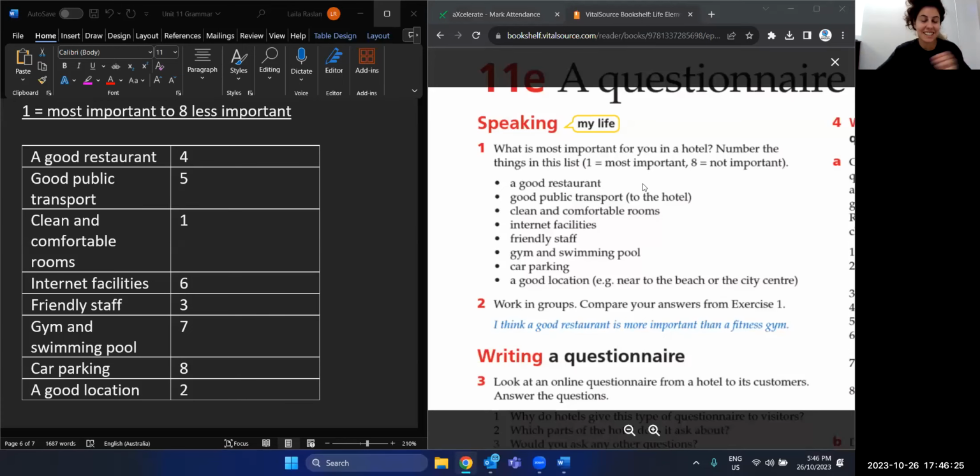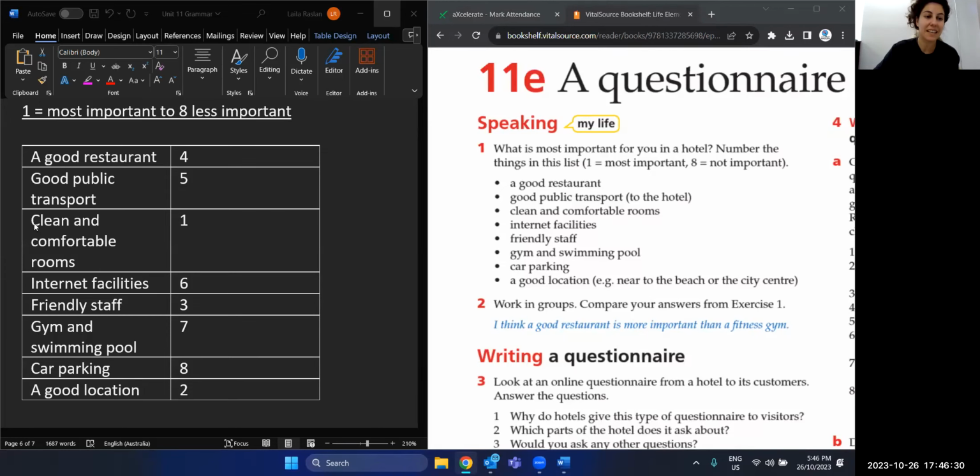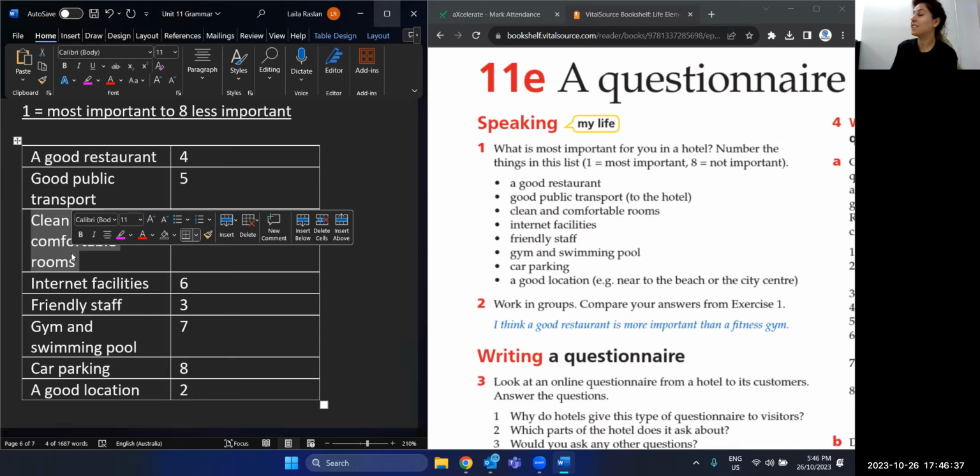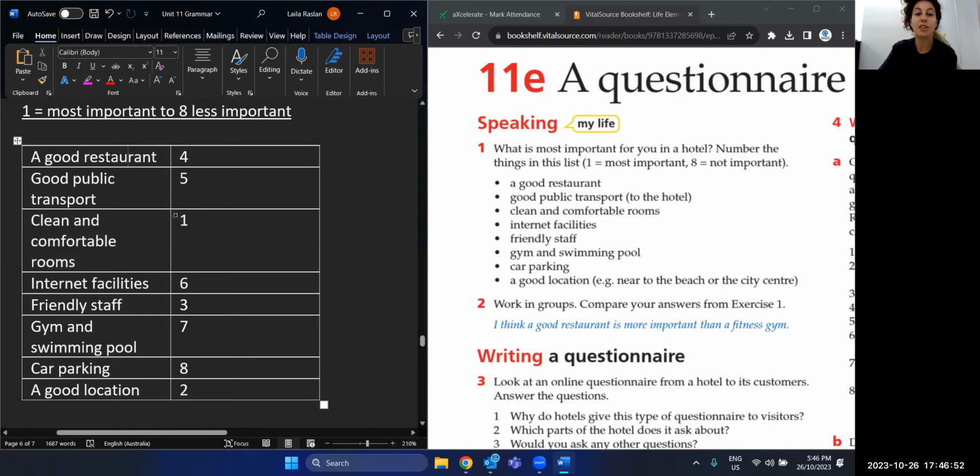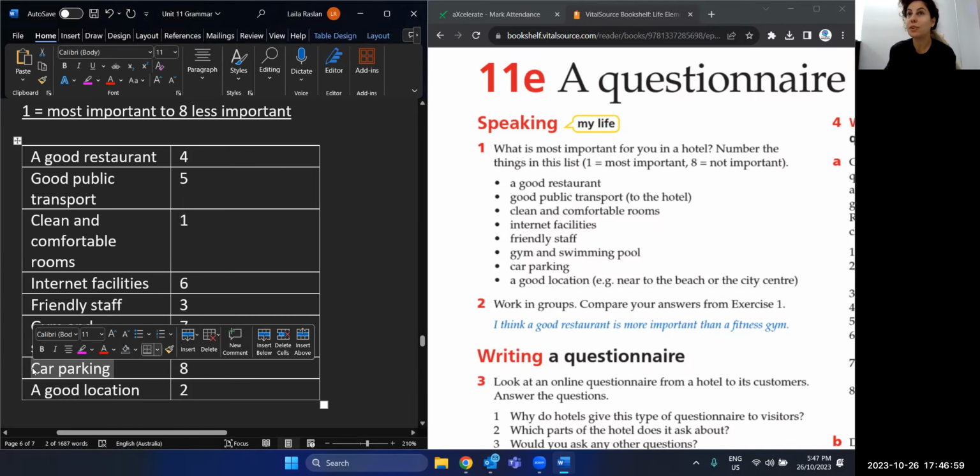Okay, let's discuss. Which was for you most important? For me, it was clean and comfortable rooms. Did some people put that as number 1? Who had a different number 1? Yeah? Which one? A good location. Yeah. Jose? Is number 6. Yeah. But your number 1, which one? Car parking. Okay. That's most important.